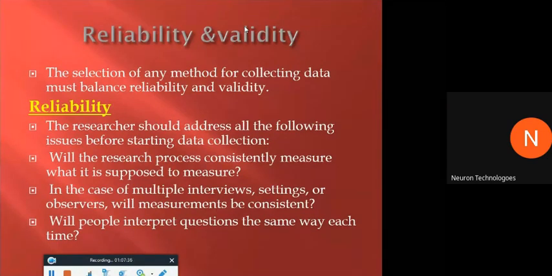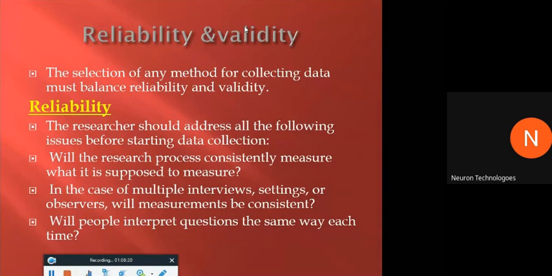Reliability and validity. We know very well that reliability means accuracy, meaning that you have trust, you can say that this one is the right way. The selection of any method for collecting data must balance reliability and validity. Regarding reliability, researchers should address all of the following issues before starting data collection. Whatever data you are going to input in the system or in the research should be accurate and unbiased, natural and pure data. If the data is not pure and unbiased, your research will not create the right outcome as you like.